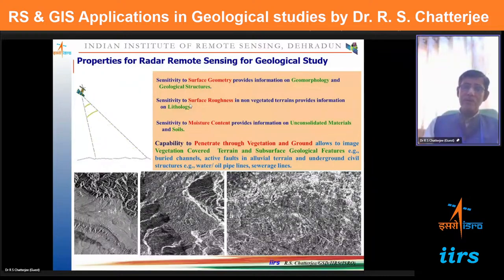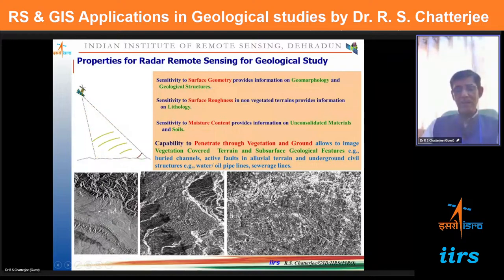So that is why, in case of radar image, because it is very sensitive to surface geometry, geomorphology and geological structures are getting much more highlighted. You can see down below how much it is highlighted. This is the Himalayan region and this is the Sivalik. This is basically in and around Dehradun we are talking about. This is Dehradun city. This is a residual hill, Rasiwala hill. So you see here the microtopography is so much prominent.